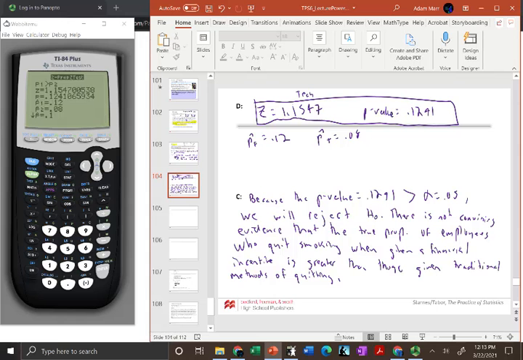So right here, what did I say? I said because the p-value equals 0.1241 is greater than alpha equals 0.05, we're going to reject the null. There is not convincing evidence that the true proportion of employees who quit smoking when given a financial incentive is greater than those given traditional methods of quitting. Okay? All right, so there we go. That is our full four-part conclusion.